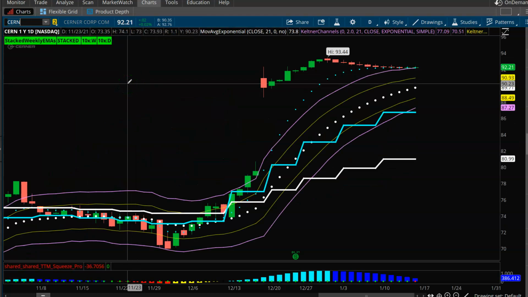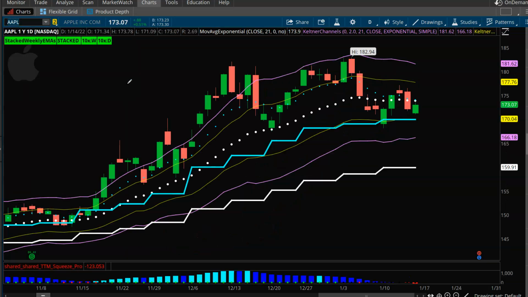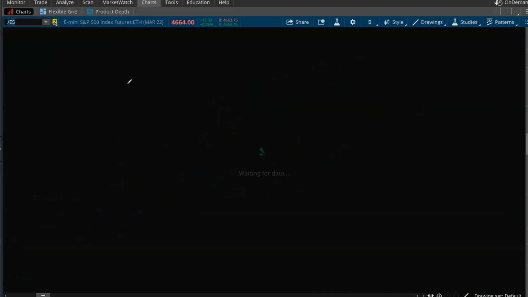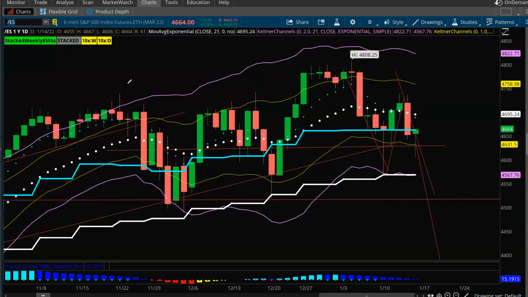CERN is pretty good. I'm just trying to think. What could be yellow right now? Nope, Apple is still green. Let's check the S&P. There you go. So this just tells me right away, weekly and daily chart, momentum is neutral. Right? So you're not gaining bullish momentum. You're probably losing some bullish momentum. Right? But it's a little bit neutral.